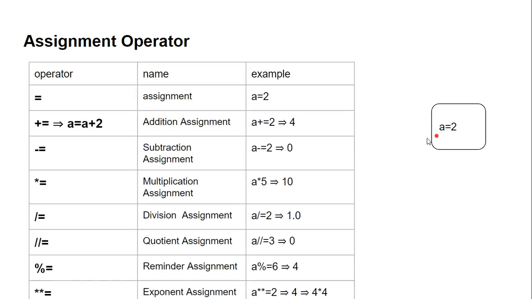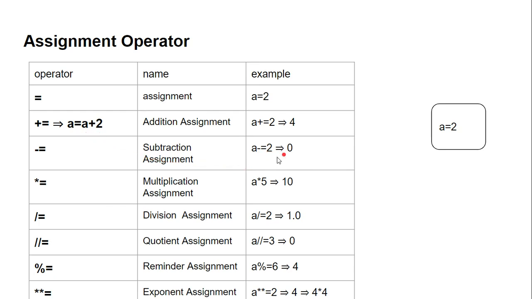So similarly we have lots of assignment operators. First is equal to, which is called assignment. If you write a is equal to 2, you are assigning the value of a as 2. Next is plus equal to. If you write a plus is equal to 2, and previously the value of a was 2, it is equivalent to a is equal to a plus 2. It is just a short form of writing a is equal to a plus 2.